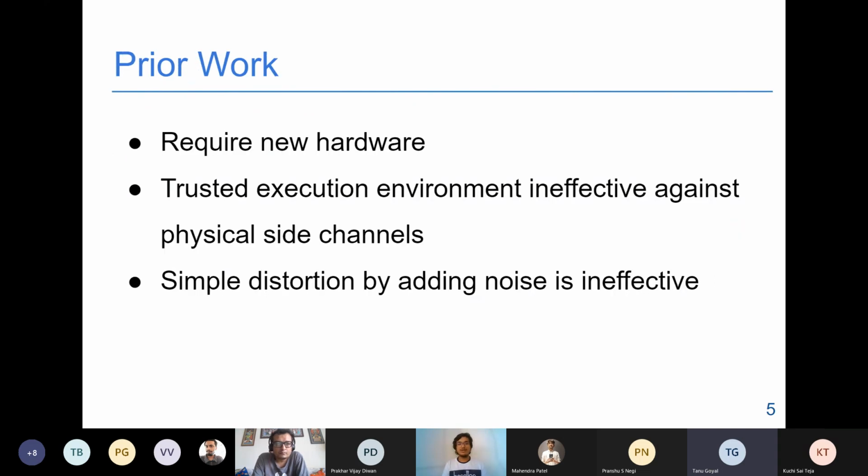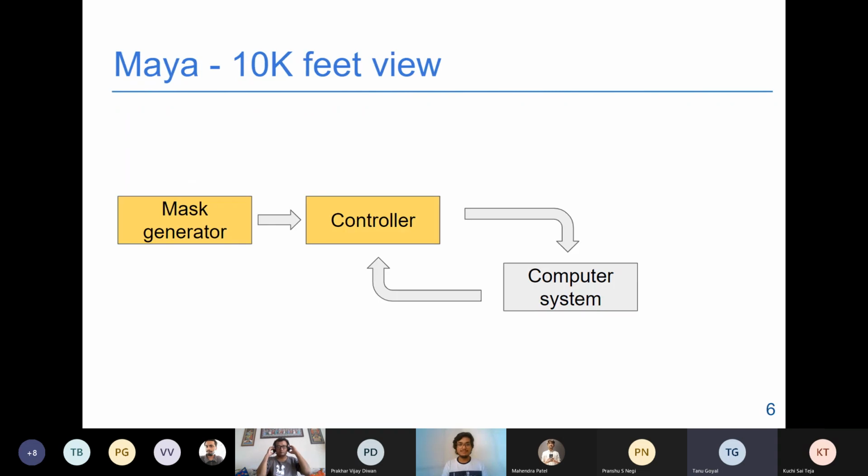There has been some prior work on this, but most of it requires new hardware, so it hasn't been deployed yet. There is a line of work called trusted execution environments, like Intel SGX. However, that is ineffective in this scenario because they cannot contain physical side channels; the information leaked by physical side channels cannot be contained in an environment. Finally, there is another line of work which tries to add noise to the power signal and distort it. But that is ineffective because attackers have used signal processing techniques and recovered the true power signal even from the noised power signal.